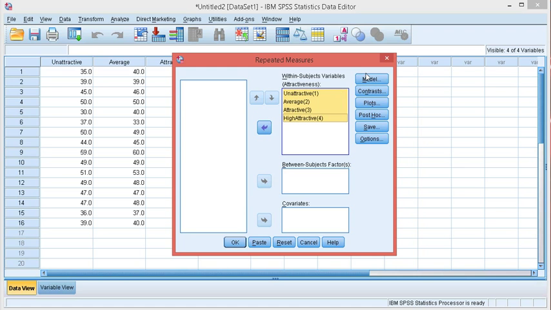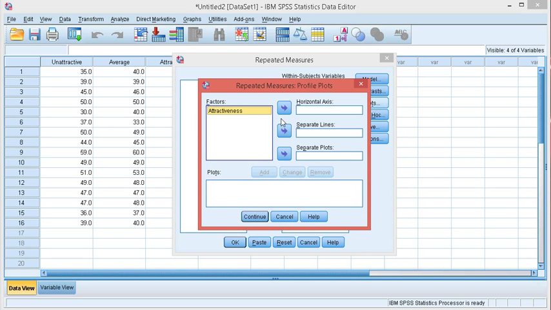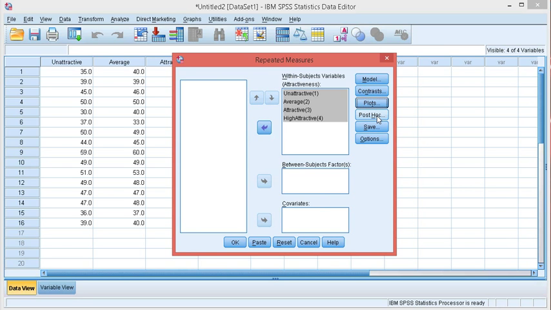Before we run it, let's choose some options. Of course, we want to see the plots. Let's place attractiveness on our horizontal axis. Click add, continue, and then for post hoc. Post hoc makes pairwise comparisons, but we only use post hoc if we have a between subjects factor, and that would not be one-way ANOVA. That would be a split plot ANOVA. We have a between subjects factor and a within subjects factor, so no need for post hoc for the meantime.